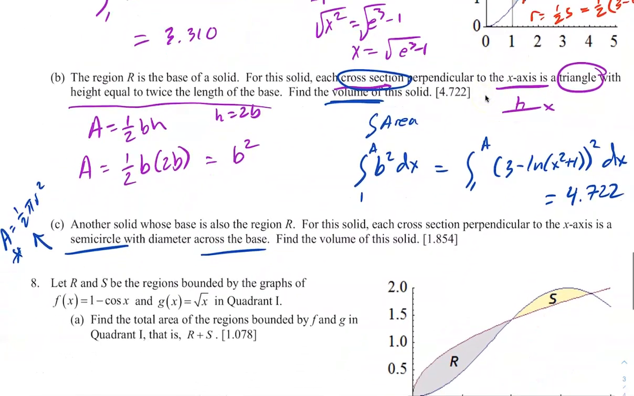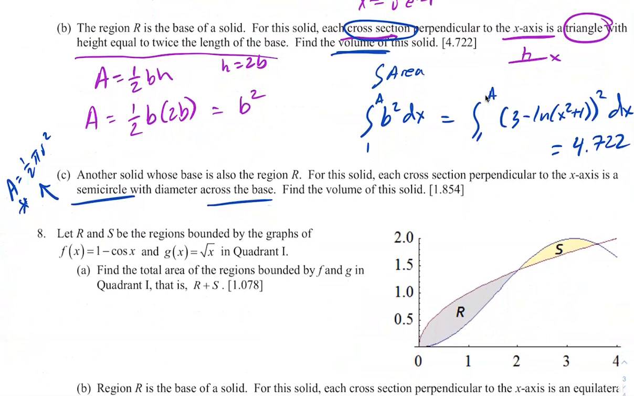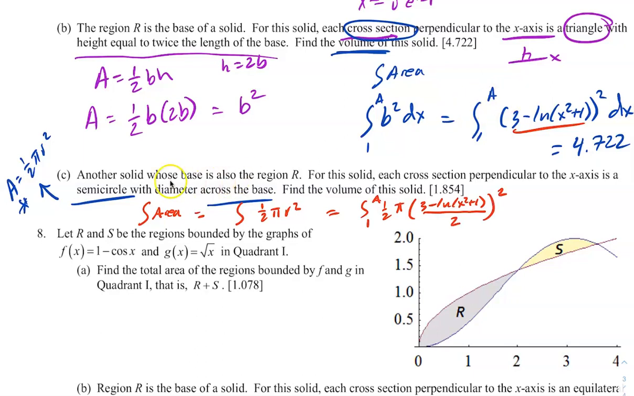So for here, all we're doing is integrating the area, which is the integral of 1/2 pi r squared, which is going to be the integral from 1 to a of 1/2 pi. Now r is going to be the same thing from before, divided by 2, because we took the radius instead of the whole thing. And then that is squared, dx. We plug that in, we should get 1.854.